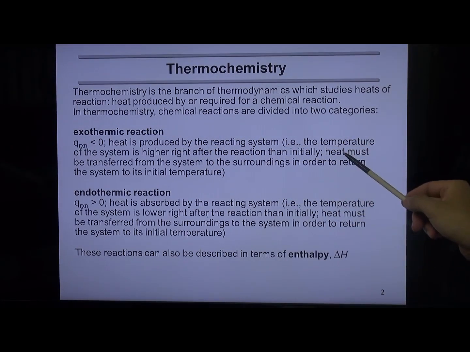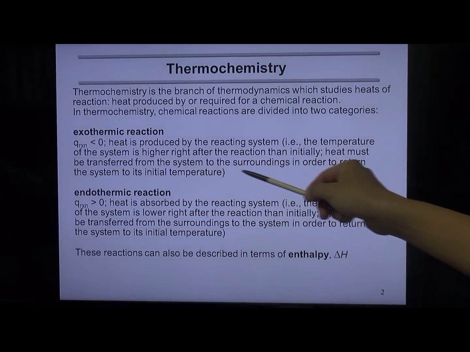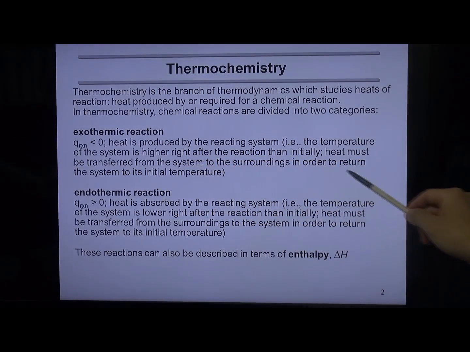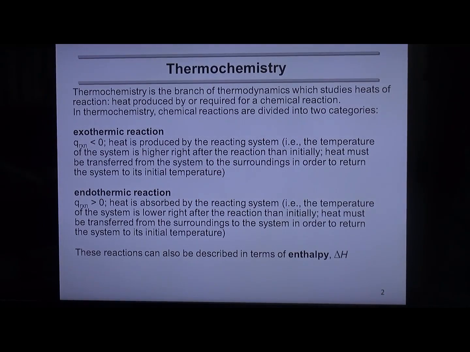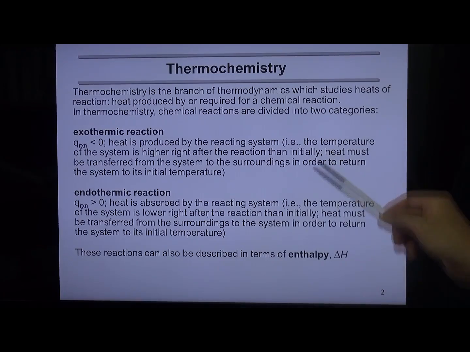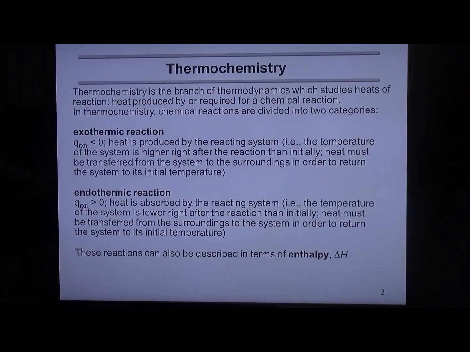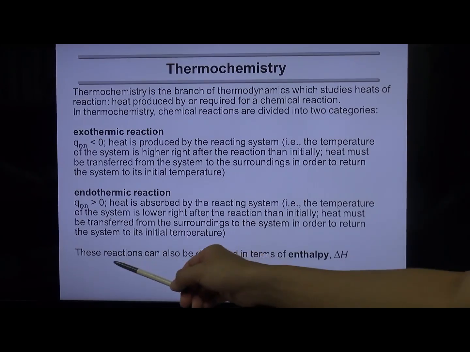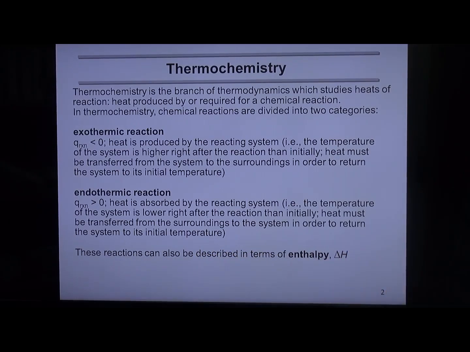Okay? So heat must be transferred from the system to the surroundings in order to return the system to its initial temperature. Because the temperature has been increased, for the system to reach the same initial temperature, heat must be transferred from the system to the surroundings. And the opposite case can be applied for endothermic reaction. Okay? As we learned in previous sections, these reactions can be described in terms of enthalpy, especially for constant pressure process.